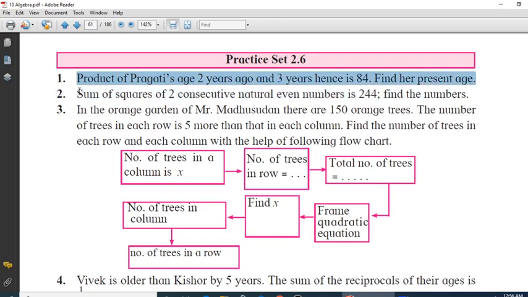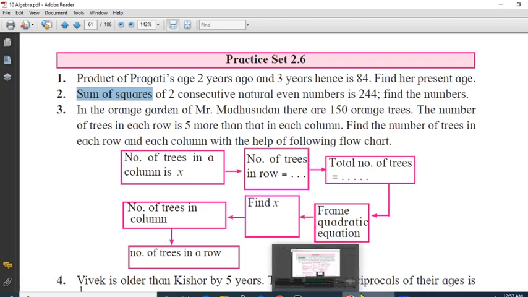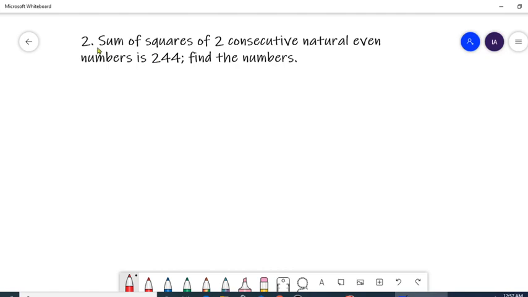We will start with question number 2, where the question says: the sum of squares of two consecutive even natural numbers is 244. Find the numbers. So this is our question, and we're going to solve it.